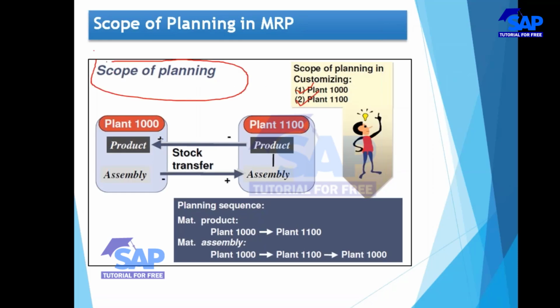You do that through the scope of planning. In the scope of planning, you define the plants for which you want to do the MRP run, and then you run the MRP. The MRP will be executed for all these plants one after the other. That is the use of scope of planning. We will see it in the system.